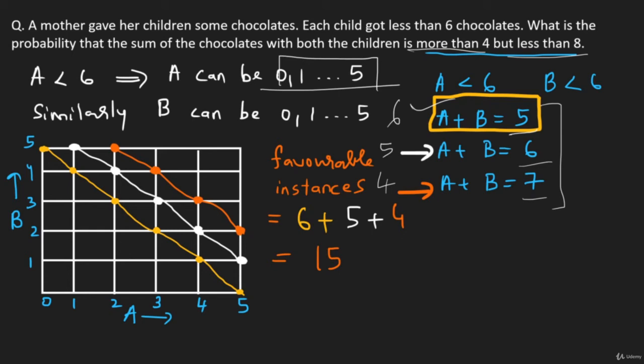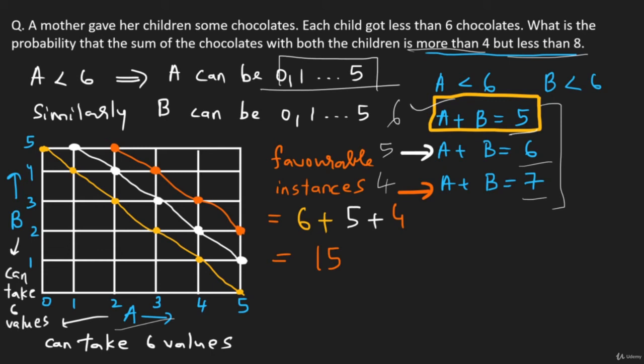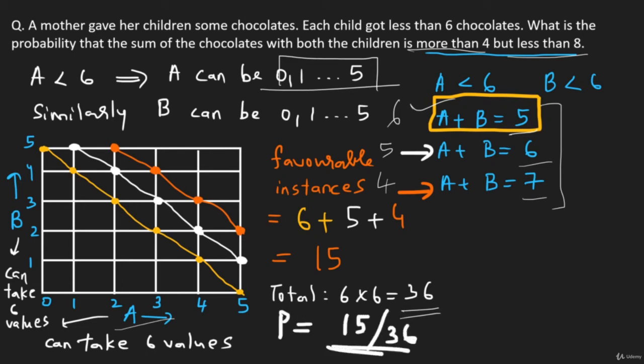And what are the total possibilities? A can take, you can see 6 values, right? 0, 1, 2, 3, 4, 5. That's 6 values. Similarly, B also can take 6 values. Therefore, the total possibilities is 6 into 6, which is equal to 36, right? Now, the probability is favorable by total, which is equal to 15 by 36, which is your answer.